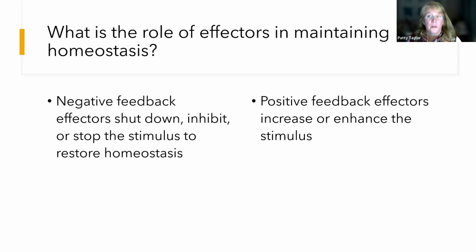Let's talk about positive feedback mechanisms. In this case, the effector's job is to enhance or increase a stimulus. Our goal here is not to maintain a narrow range of values, but rather to enhance a stimulus. So eventually we can achieve homeostasis through enhancement or increasing that stimulus.